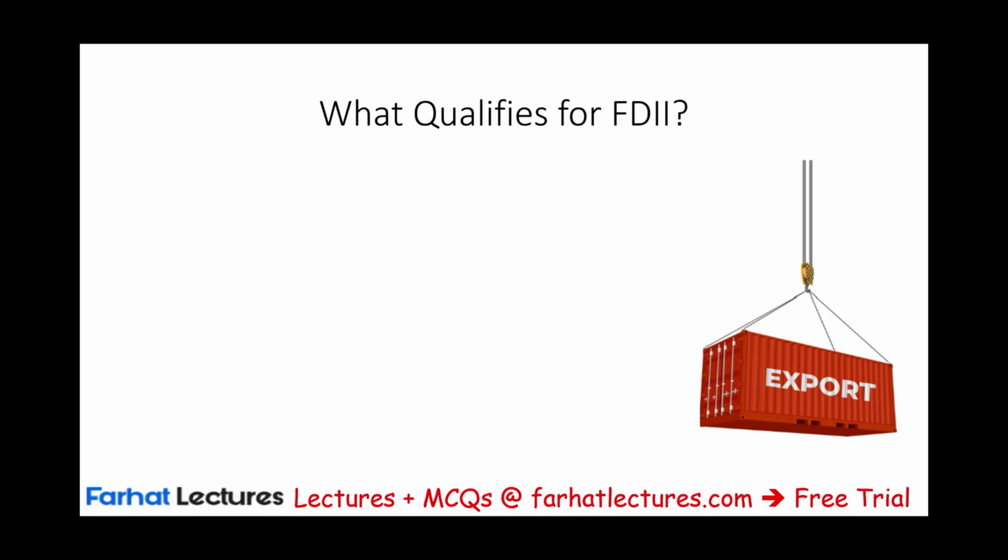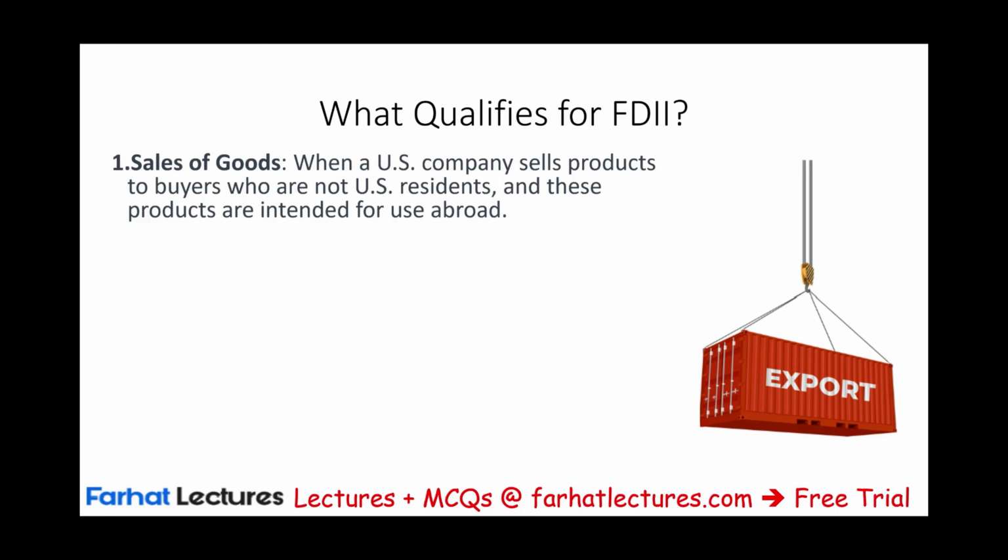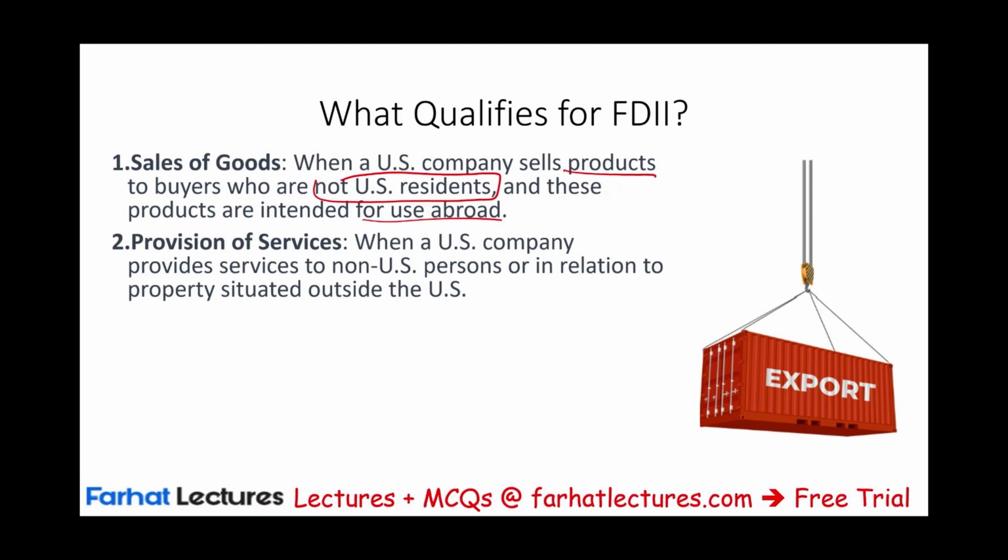So what activities qualify under this FDII? Well, sale of goods. When a U.S. company sells product to buyers who are not U.S. residents and those products are intended for use abroad. So the goods cannot stay in the U.S. They cannot be used in the U.S. Services: when a U.S. company provides service to a non-U.S. person in relation to property situated outside of the U.S. Again, the service provided doesn't have to be only goods: non-U.S. person, and outside the U.S. This category also includes certain types of digital services.